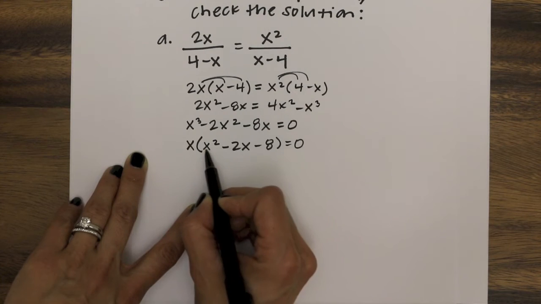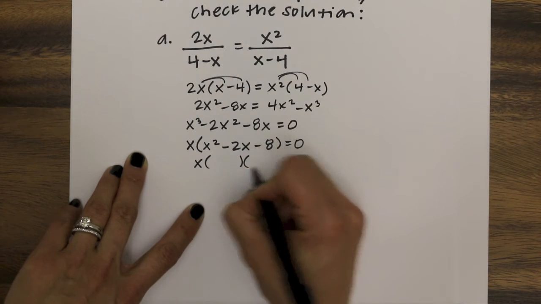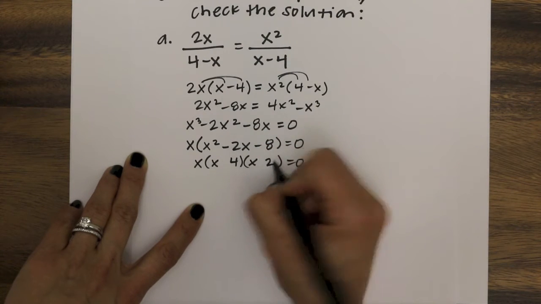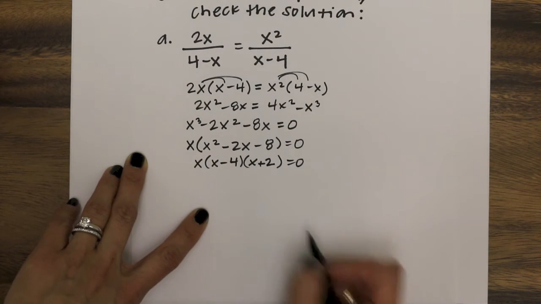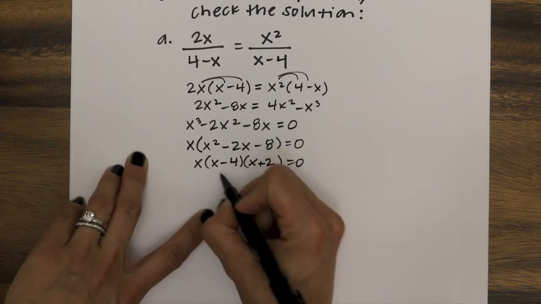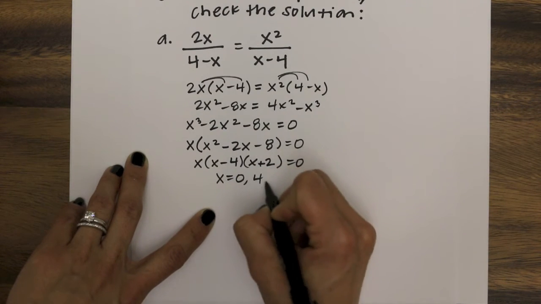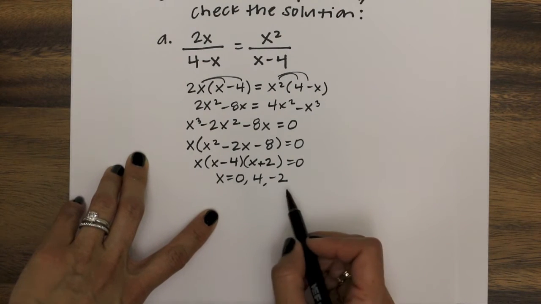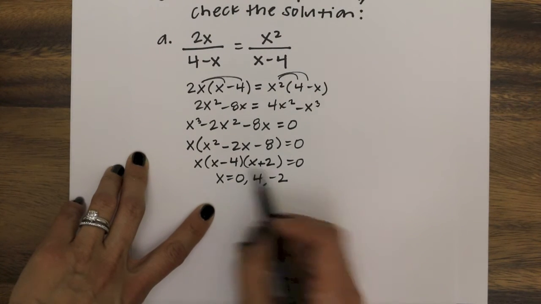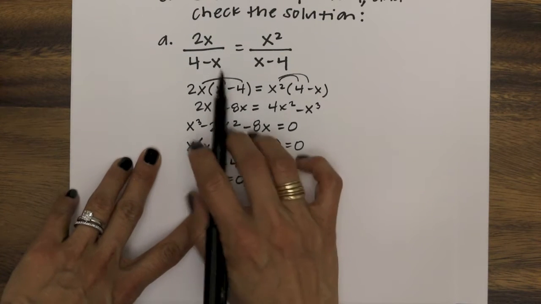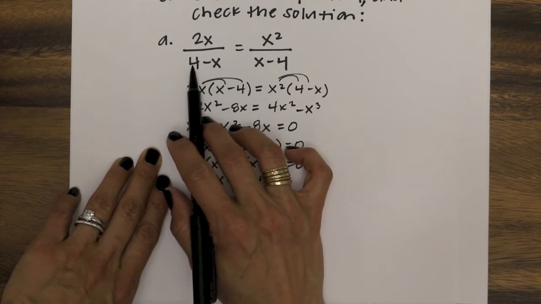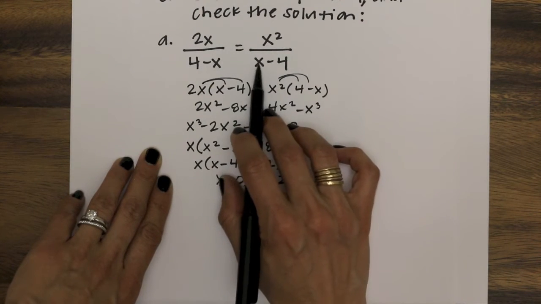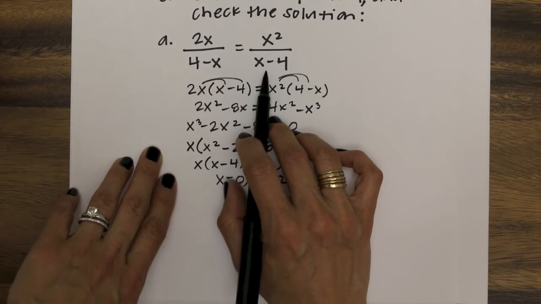And this inside trinomial will factor further. So we'll go x and x, 4 times 2, and it's a negative 4 and a positive 2. And last, we'll apply the zero product property, and we'll get x equals 0, 4, and negative 2. Finally, you want to check your solutions, so that's the last step. If you get 0 and we plug it back in for x, we get 4 minus 0, which is just 4, so that's fine. When you take 0 and plug it in on the right side, you have 0 minus 4, which is negative 4, still okay.